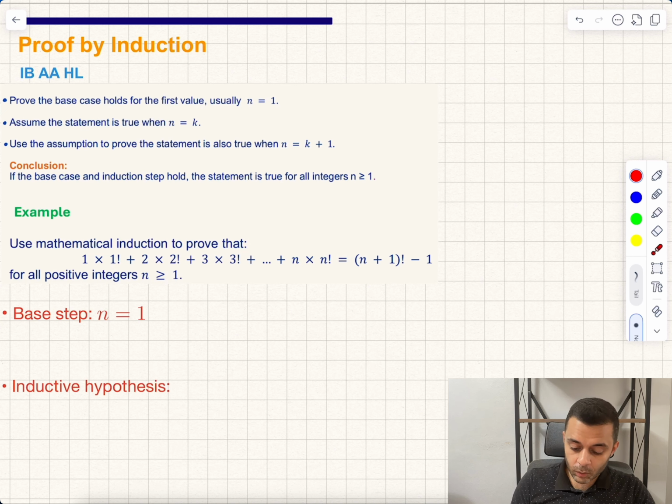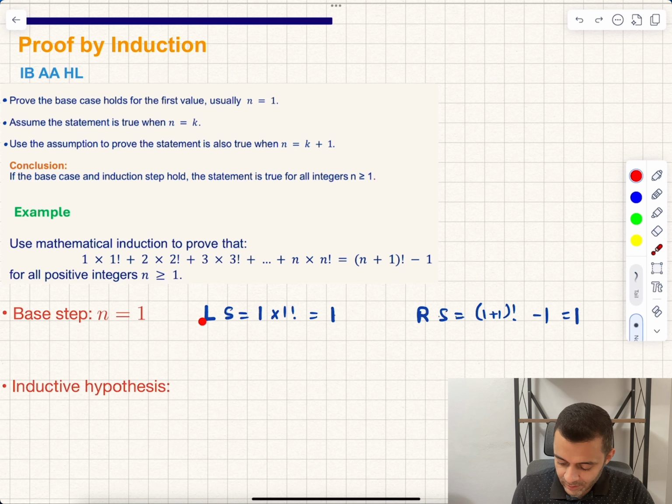So first, we will do the first step. We'll prove it true when n equals 1. We'll prove here both sides true when n equals 1. So first, this is the left side. When n equals 1, here 2, here 3, and so on. When n equals 1, we take only the first term, which is 1 multiplied by 1 factorial, and that will be 1. Now let's do the right side separately.